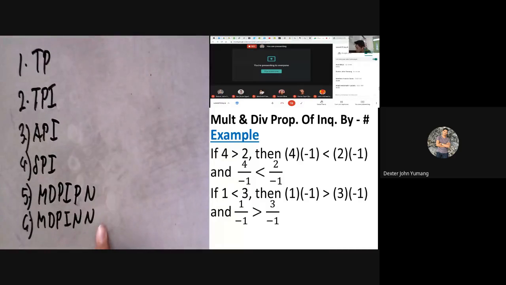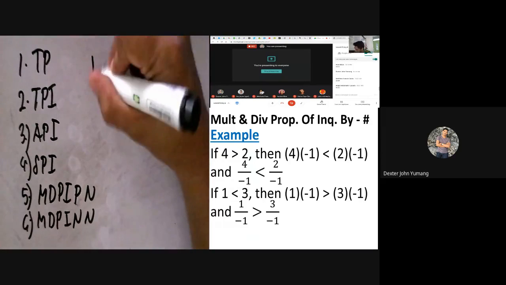Next, negative numbers naman dito sa MDPINN. Negative ulit ang focus nito. Kapag nag-multiply ka or nag-divide ka ng negative number sa left side, dapat i-multiply and divide mo rin sa right side. Tapos mag-change ang kanyang symbol from greater than to less than or less than to greater than. Okay, let's try. Trial tayo.